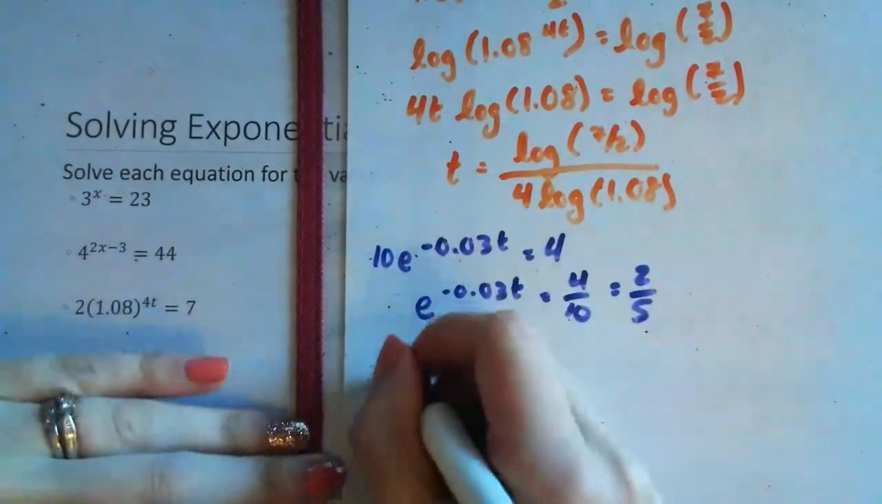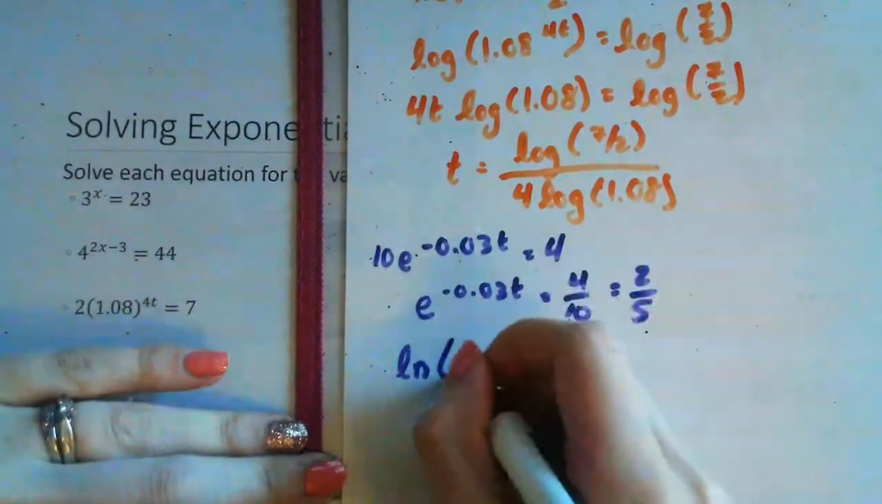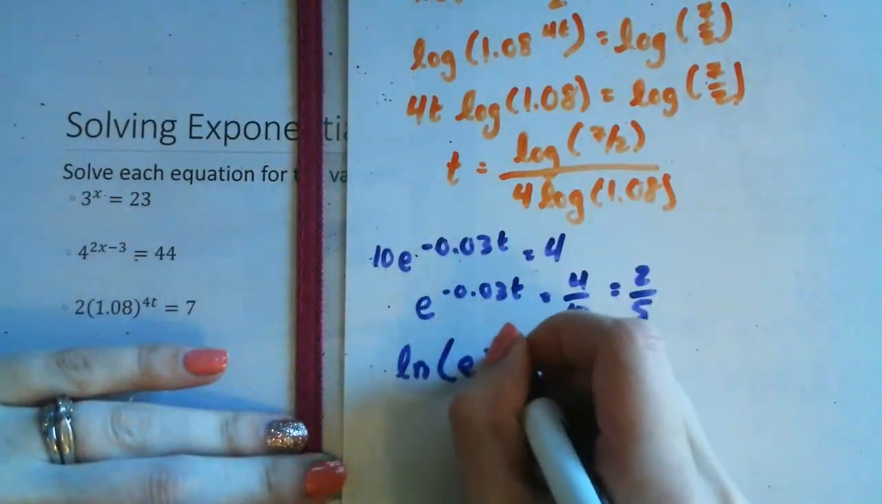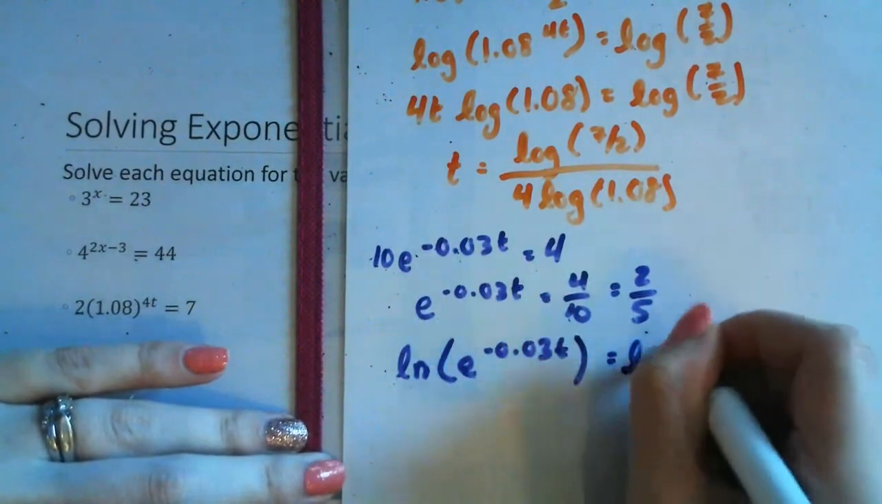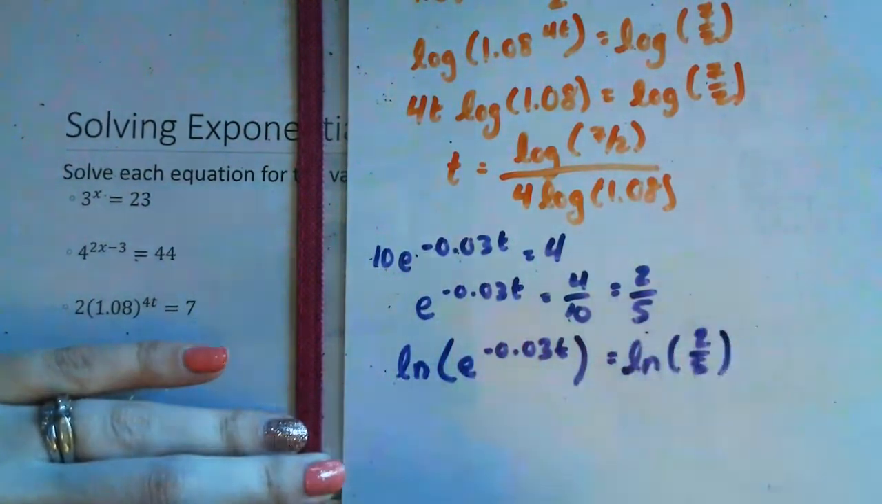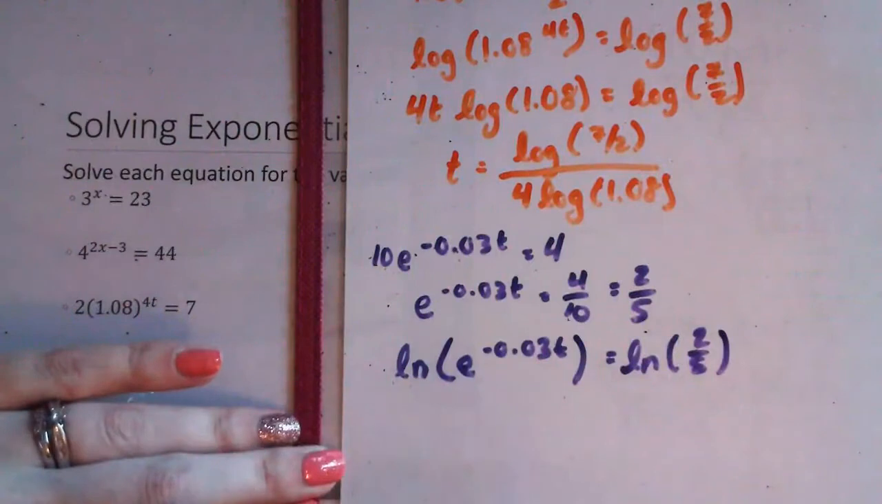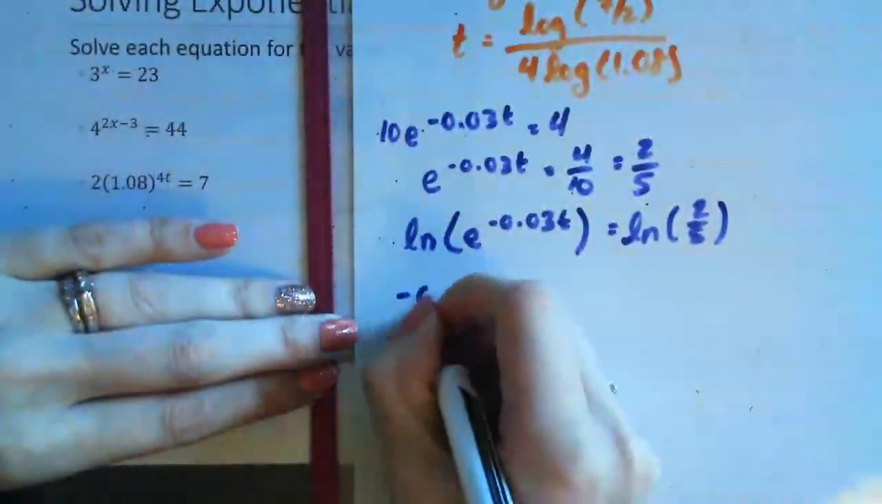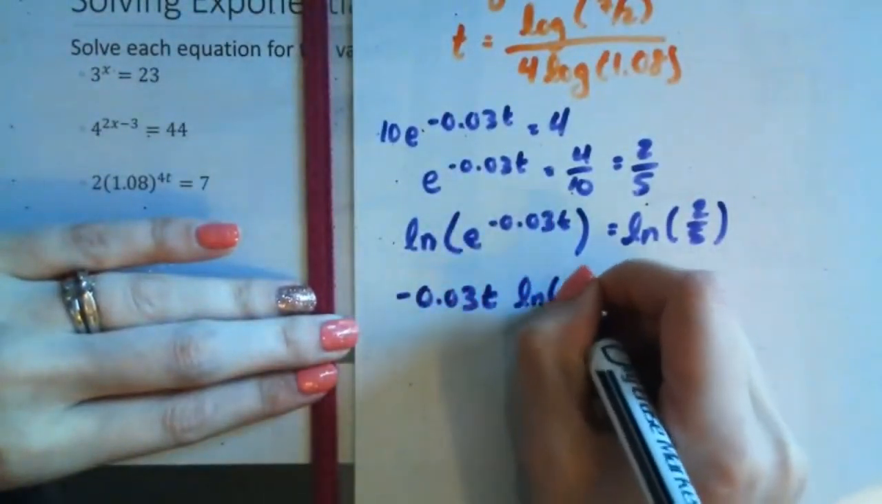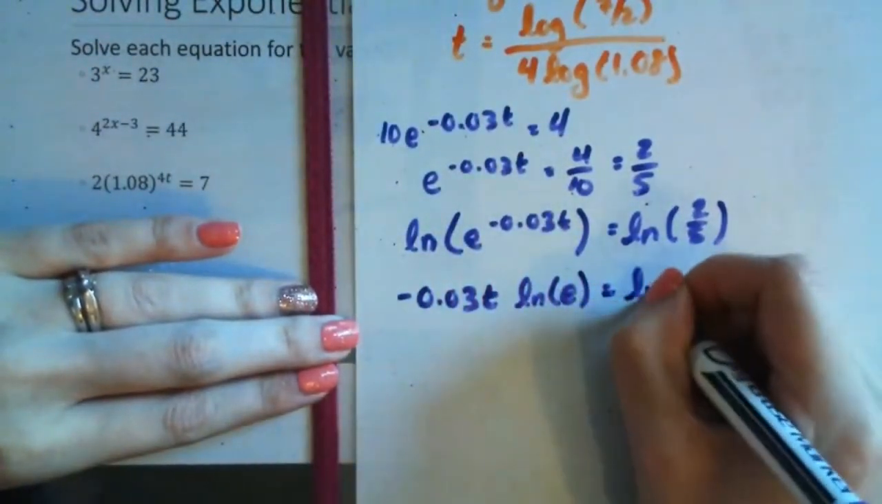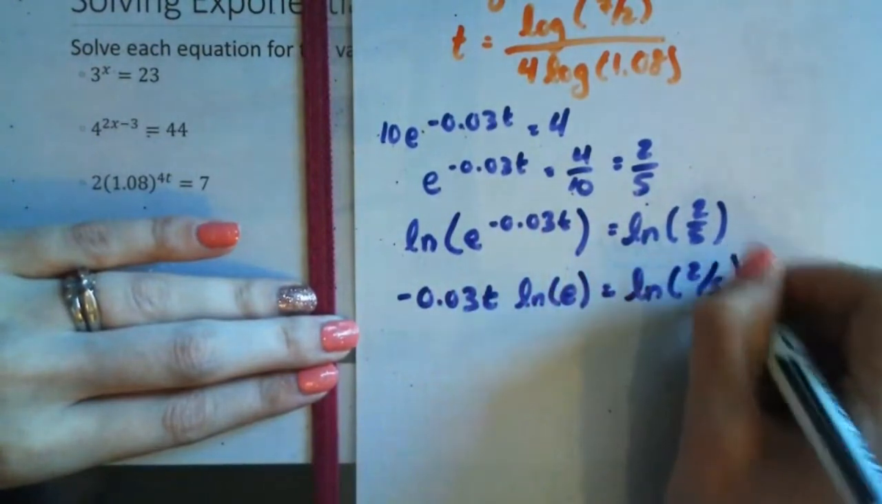So I'm going to take the natural log of both sides. So the natural log of e raised to the negative 0.03t is equal to the natural log of 2/5. I can bring my exponent, negative 0.03t, out front. So negative 0.03t times the natural log of e is equal to the natural log of 2/5.